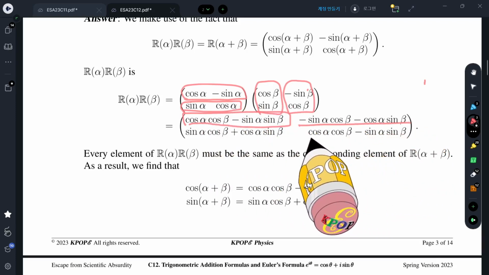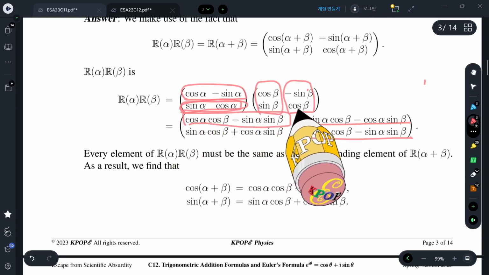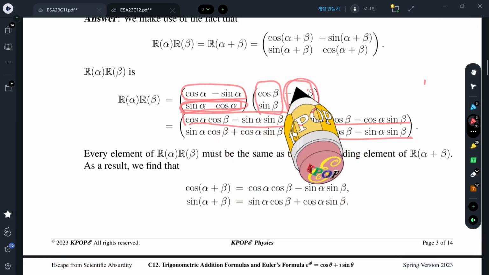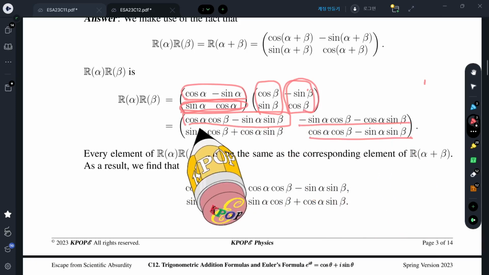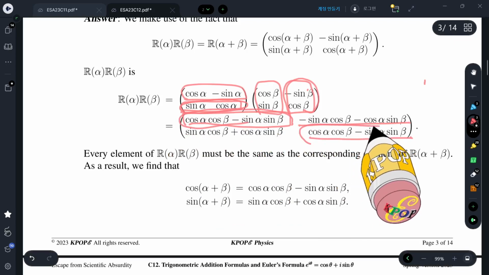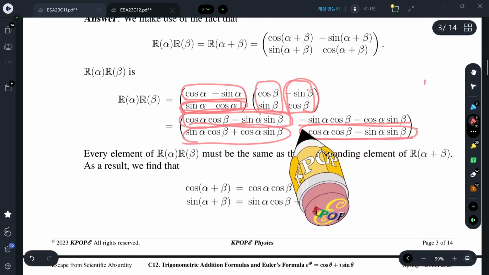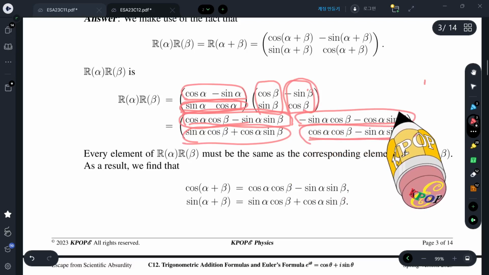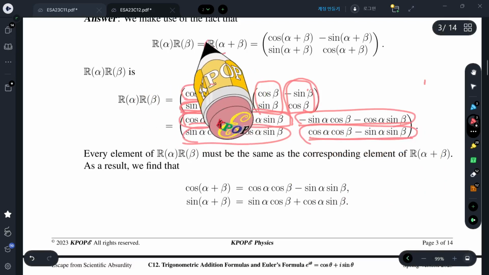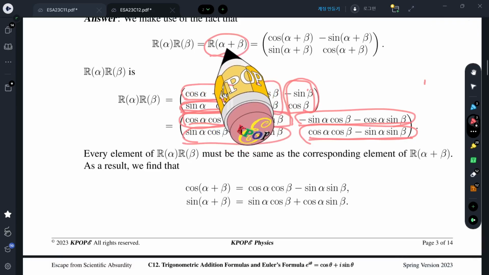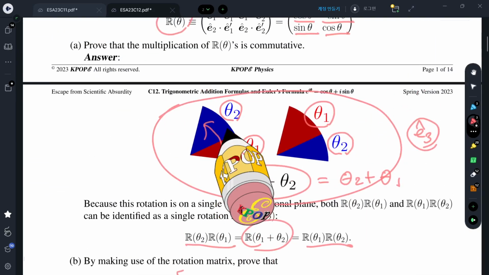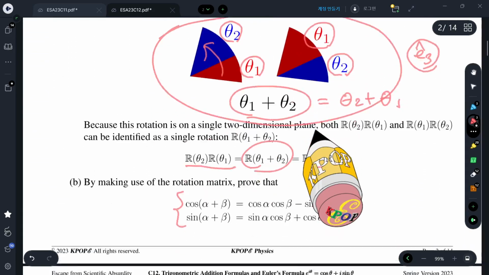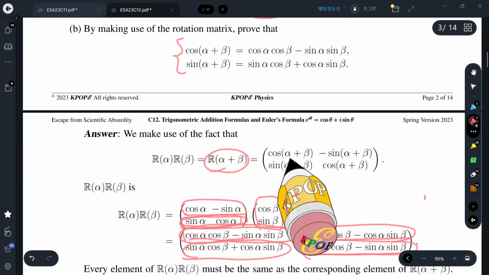And finally, this one can be obtained by multiplying this second row and second column. The result is minus sine plus cosine. Okay, as a result, we find these and these, they are the same. And these, they are the same except that we have a negative sign. We remember single rotation by angle alpha plus beta is, according to the definition of rotation matrix, I substitute alpha plus beta for this theta.